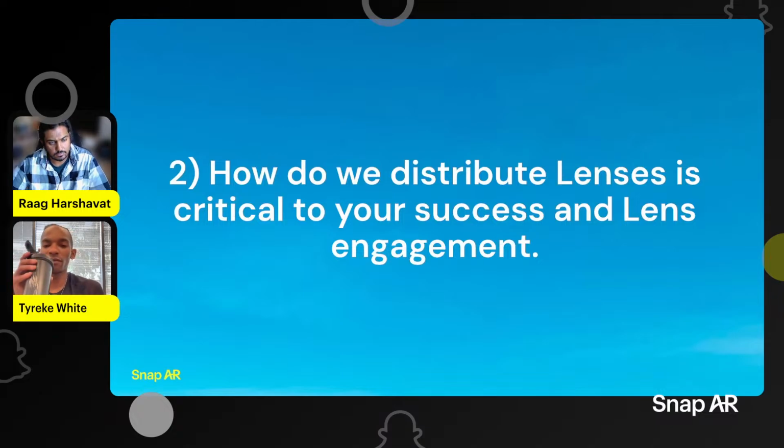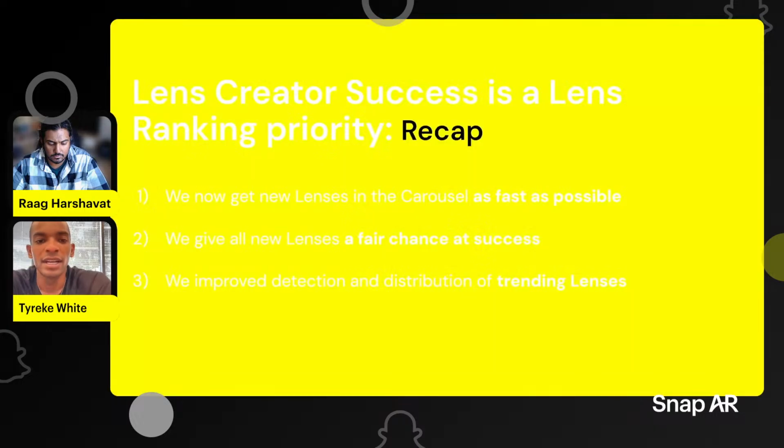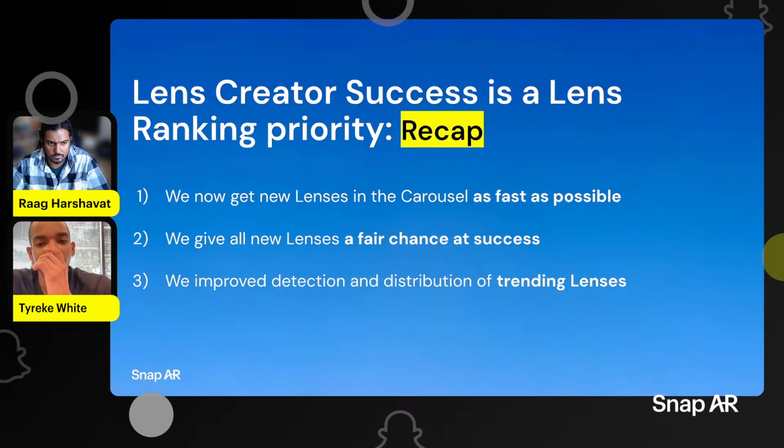So number two is a very, very important area. And this is related to how do we distribute lenses within Snapchat. And a lot of this comes down, or actually all of this comes down to what we call ranking. And that's our algorithm we use to decide how to serve lenses to the right people at the right time. So a refresher, Lens Creator Success is a lens ranking priority. And this is a recap.